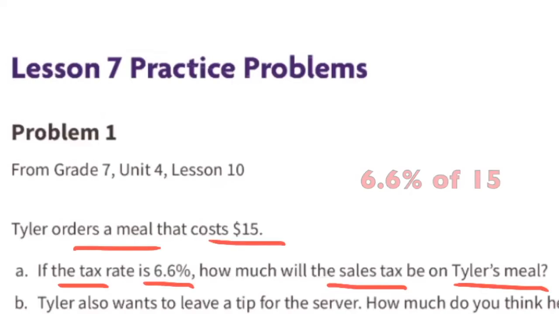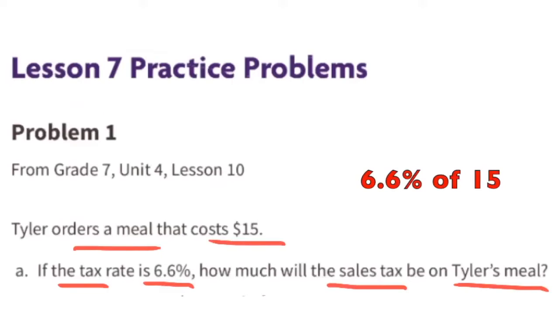We need to find 6.6% of 15. 6.6% can be rewritten as 0.066, and of can be rewritten as a multiplication symbol. Now the expression reads 0.066 times 15, and that equals 99 hundredths, or in this case, 99 cents. The tax on Tyler's meal will be 99 cents.